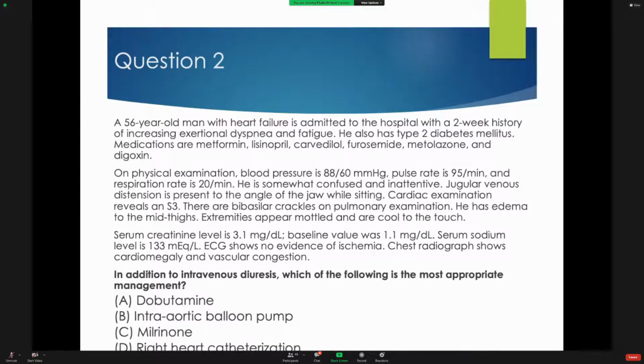Okay, good. So we have two options here, either dobutamine or milrinone, because the patient has heart failure and is hypotensive, so you have to give him some inotropic support. Milrinone is out because of acute kidney injury, so we are left with dobutamine. If the patient is still hypotensive on dobutamine, you might go with the intra-aortic balloon pump or right heart catheterization to see whether this is heart failure. The answer here is dobutamine.